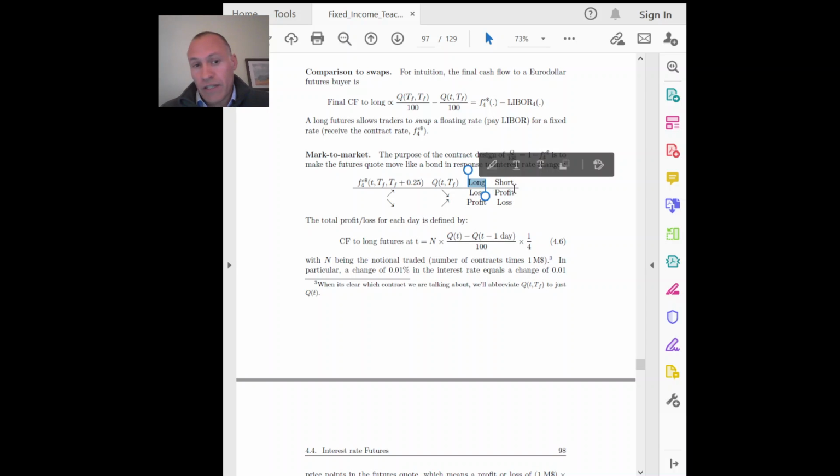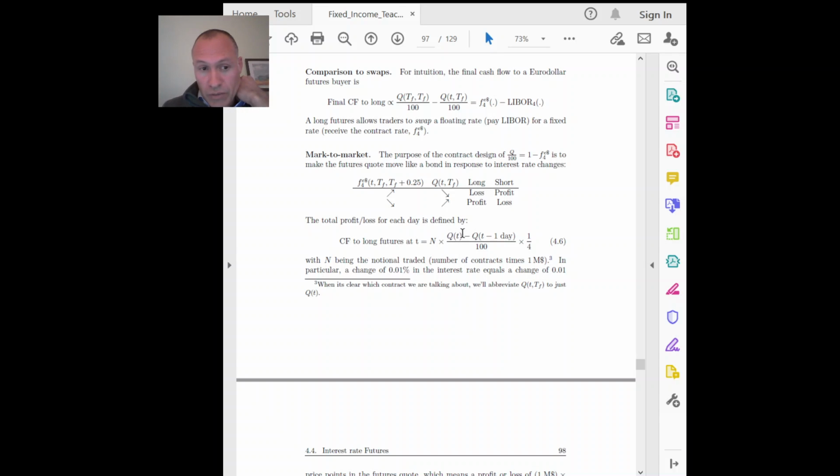Okay, and the other side of the contract gains, has a profit. And vice versa. If the interest rate goes in the other direction, the payoff is the opposite, right? So at each day, I can compute the profit or loss, so do the mark to market, by just treating that quote as if it was the price of a bond.